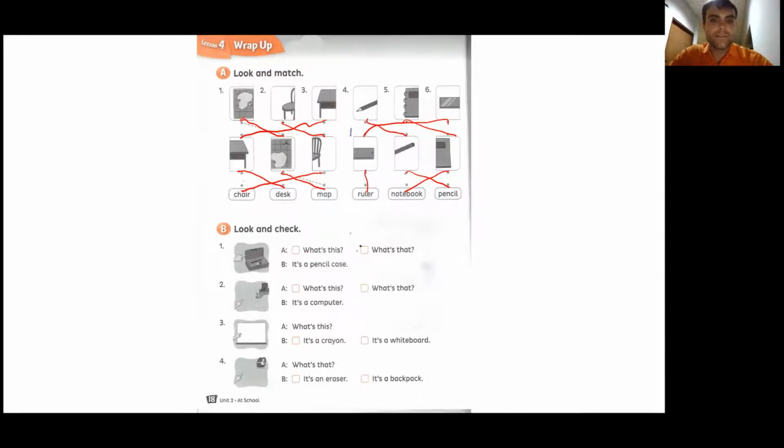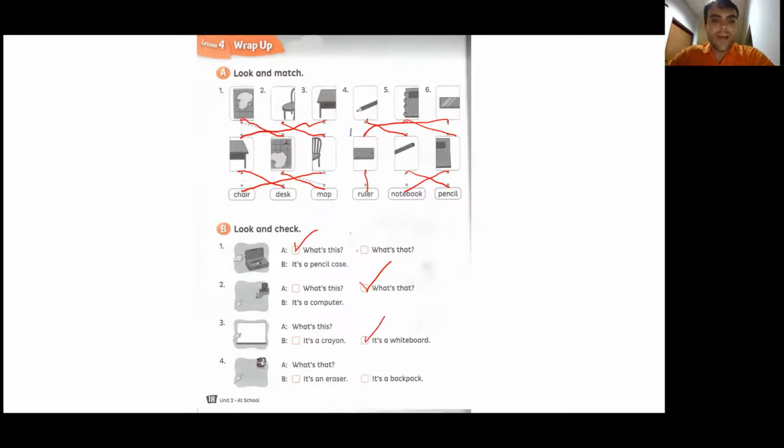What's this or what's that? It's what's this? Because she's pointing to it and it's close to the hand, yeah? But this one, far away. So you get what's that? It's a computer. What's this? It's a crayon or it's a whiteboard. What do you think? Who thinks crayon? Who thinks whiteboard? Yeah, it's a whiteboard.